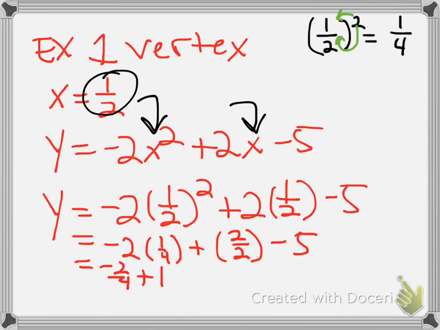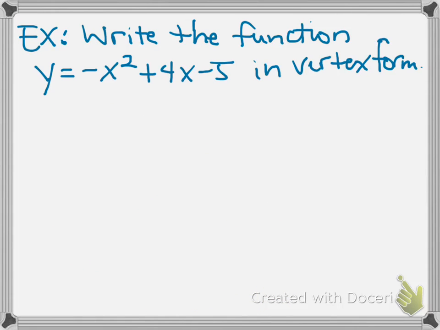2/2 is just 1. We still have minus 5. I'm just about to run out of room. -2/4 is, of course, 1/2 plus 1 minus 5. So now we just have to combine all those terms together. Well, -1/2 plus 1 is positive 1/2. And then positive 1/2 minus 5 would be -4.5. So that is the y-coordinate of our vertex.